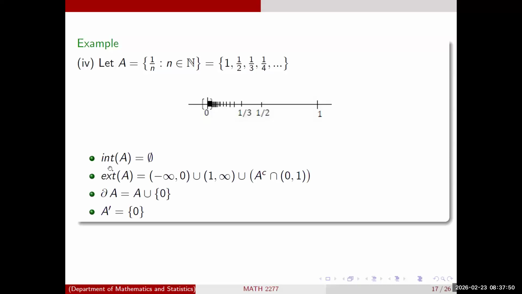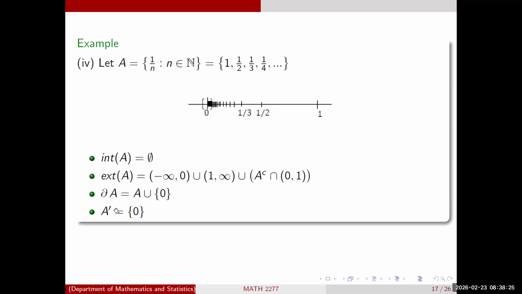However, the interior of this set is the empty set. This set has no interior. The exterior of this set, now you need to sit down and again think about why. Try to construct the complement and ask yourself, what is the interior of the complement? That is this set. The boundary points of A is the set A together with 0.